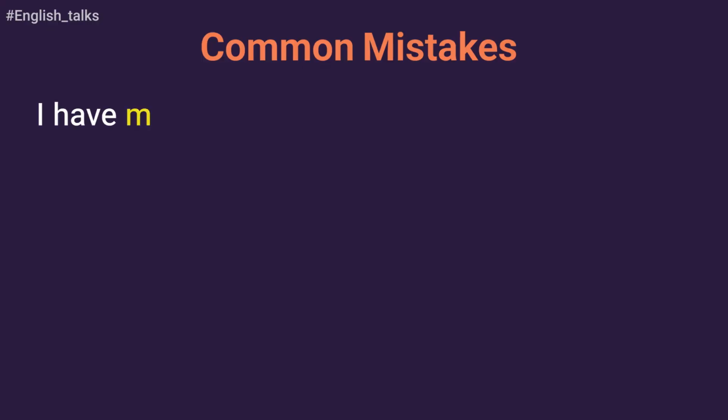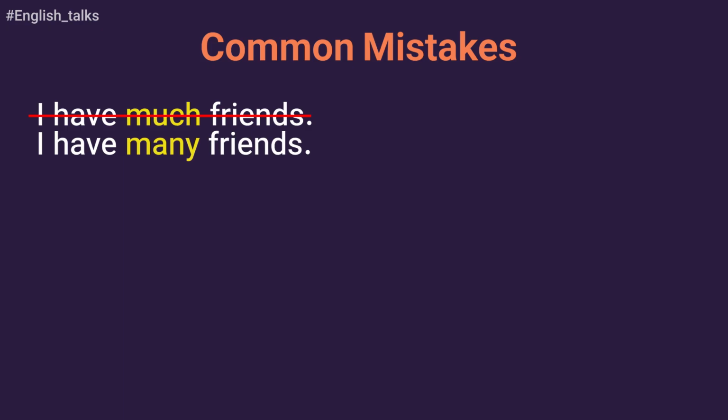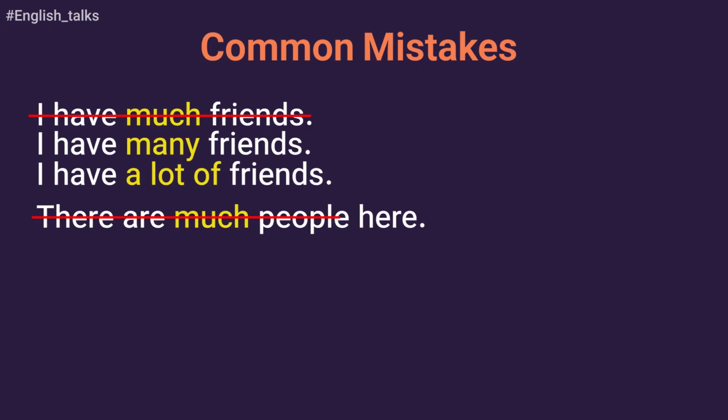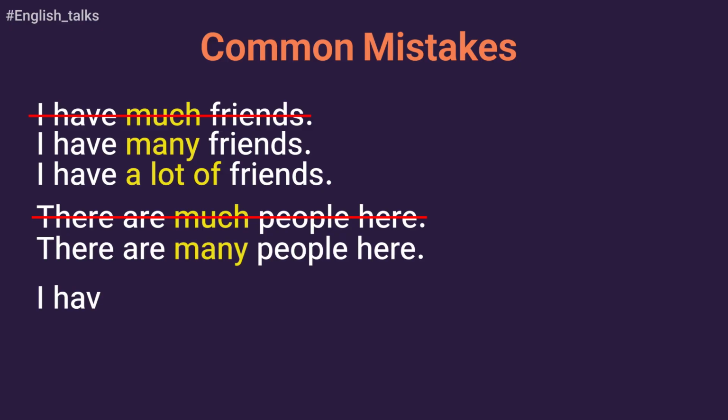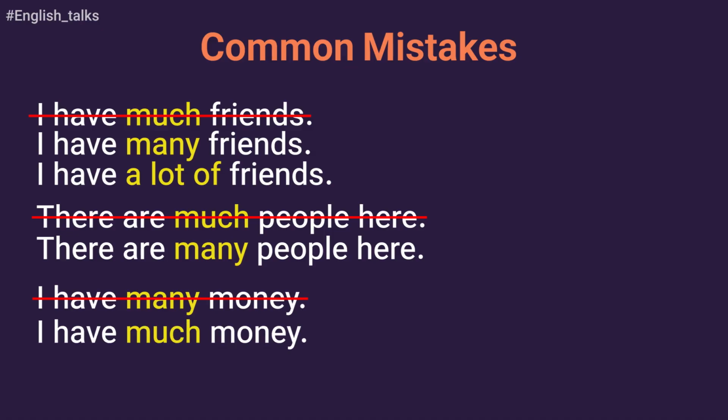Step 5. Common mistakes. Here are some very common mistakes. I have much friends is wrong. I have many friends, or I have a lot of friends is correct. There are much people here is wrong. There are many people here is correct. I have many money is wrong. I have much money, or I have a lot of money is correct.